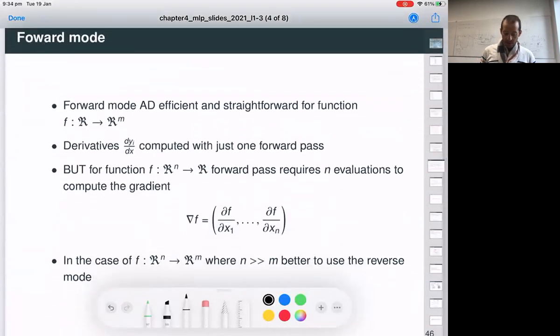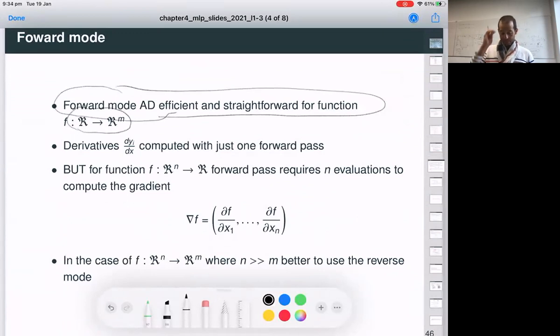So the forward mode for the automatic differentiation is quite nice and efficient for a function going from R to Rn. So your function, you have seen that we compute the derivative just in one forward pass. You just need one forward pass, you get the derivative.